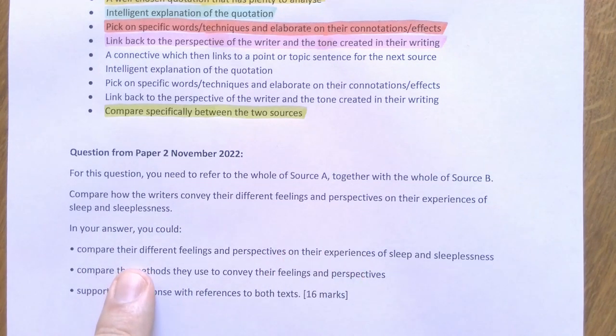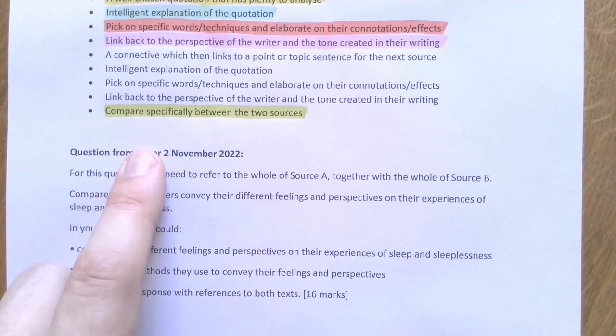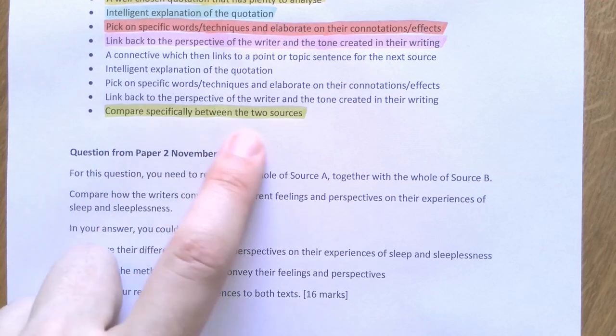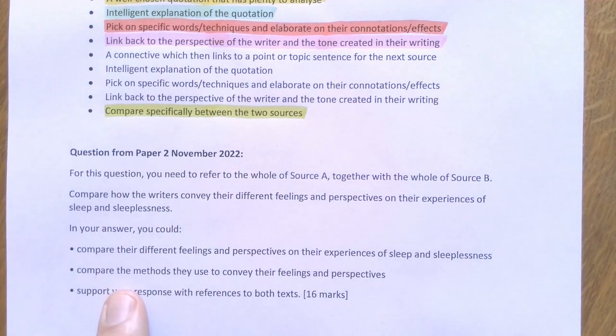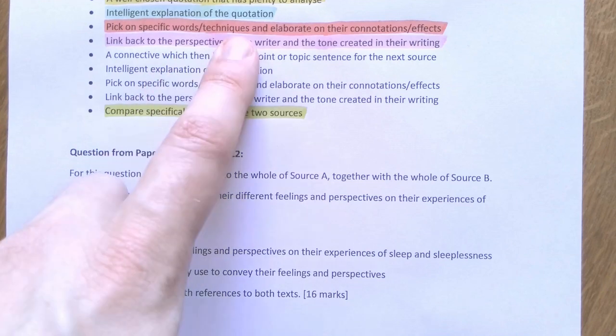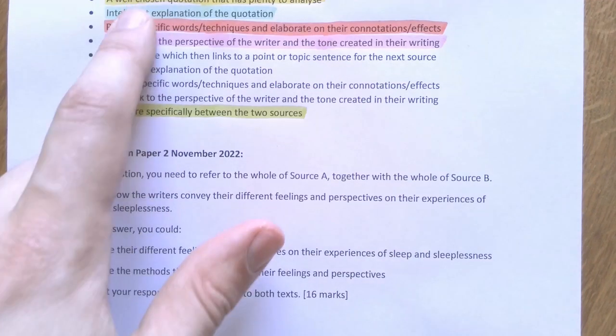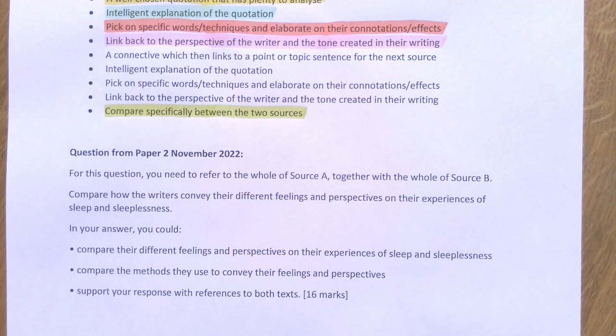When it comes to your bullet points then, to give you a little bit of a tip as to what you've got to answer in the exam, you could compare their different feelings and perspectives on the experiences of sleep and sleeplessness. You get that then with a connective a tiny amount, but actually at the end in your conclusions, compare specifically between the two sources. This bullet point, compare the methods they use to convey their feelings and perspectives, is this red colour here, specific words and techniques, and elaborate on their connotations and their effects. And then support your response with references to both texts is use quotations.